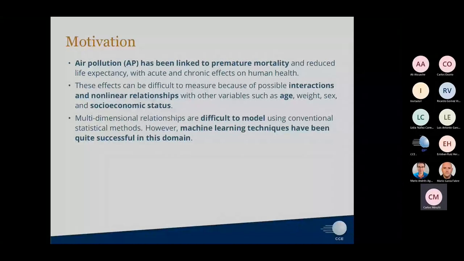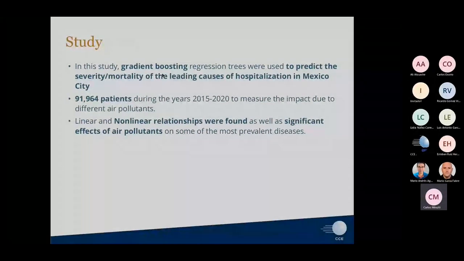Multidimensional relationships are difficult to model using conventional statistical methods, and these conventional methods are the main models used in this kind of research, but machine learning techniques have been quite successful in this domain. So in this research, we are trying to use these techniques in order to explore nonlinear effects and interactions between variables. In this study, gradient boosting regression trees were used to predict severity or mortality of leading causes of hospitalization in Mexico City.